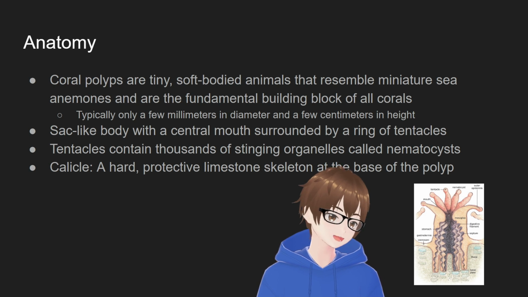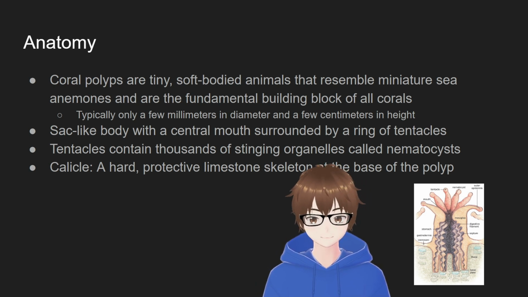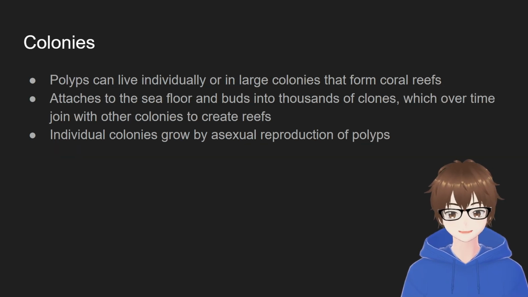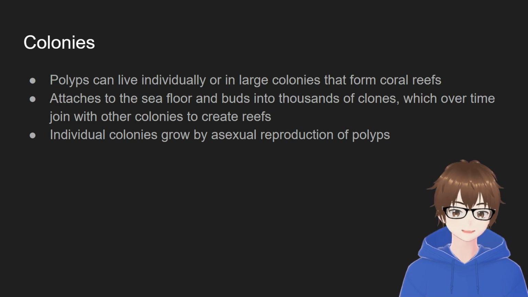These are colonies, so a polyp can live individually or in a large colony that forms into a coral reef. They attach to the seafloor or really anything hard that they can attach to, and bud into thousands of clones, which over time join with other colonies to create reefs. Individual colonies grow by asexual reproduction of polyps.